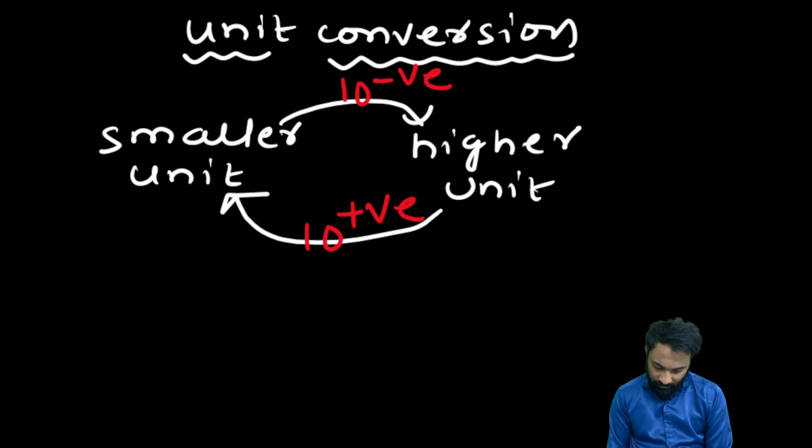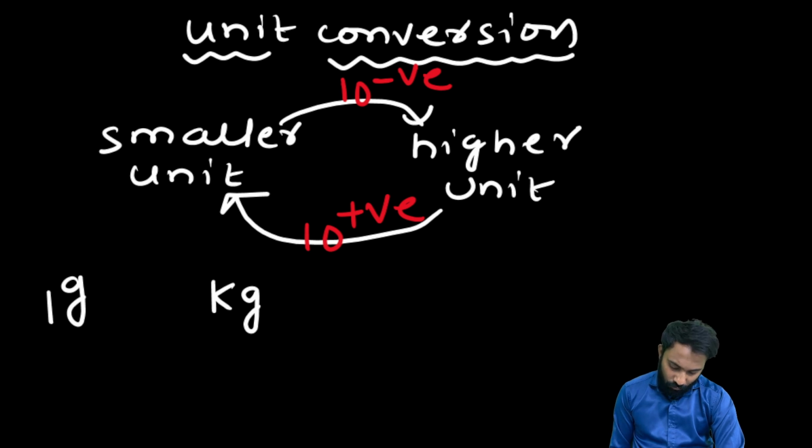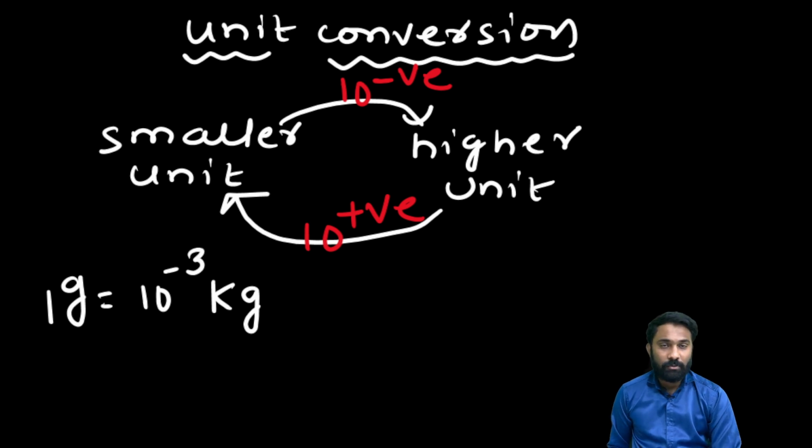Now you see, here I will go with your well-known example, which we generally use daily. It is gram. You take gram. Gram is a smaller unit and kg is a larger unit. Clear? Now 1 gram is equal to 10 to the power minus 3 kg, right?